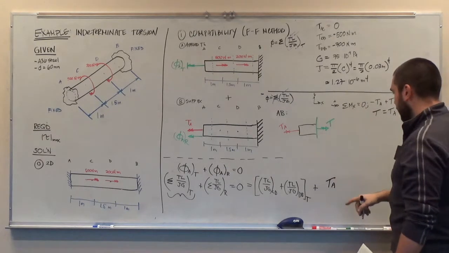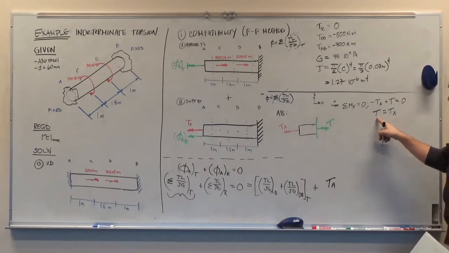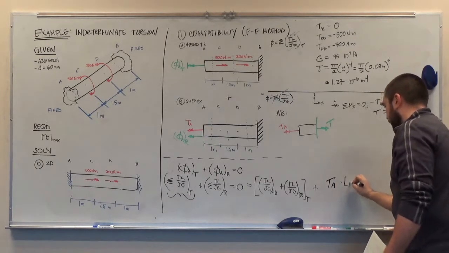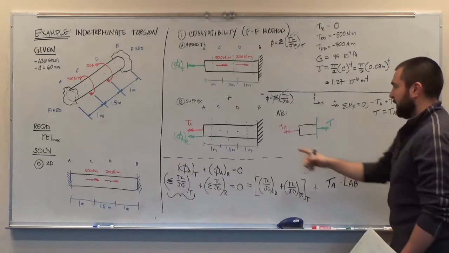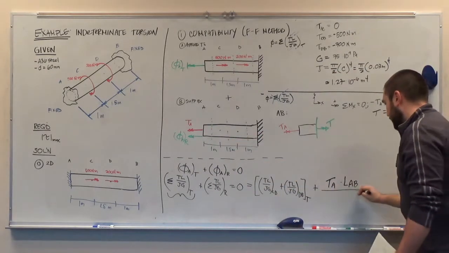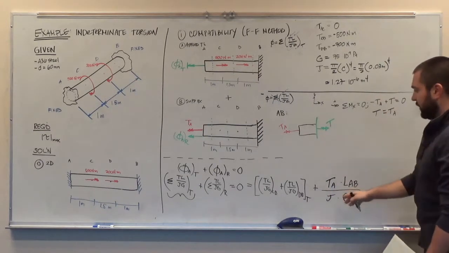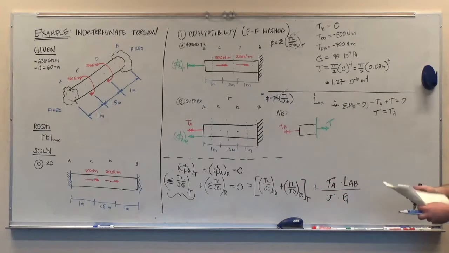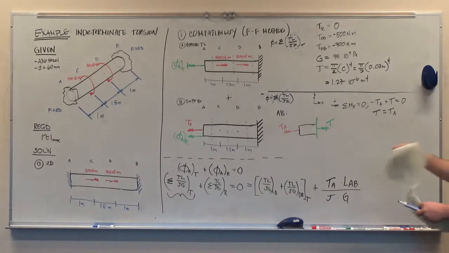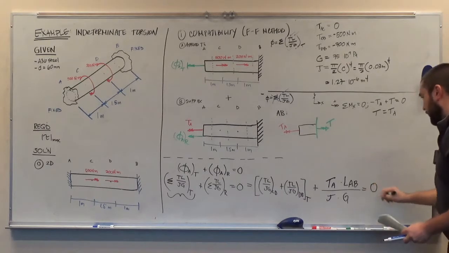So we'll have the external torque at A, that's equal to our internal torque, times the length AB, that's the entire length of this column, all the segments together, divided by JG. And again, JG will be constant for all of these terms right here. This will all be equal to 0.